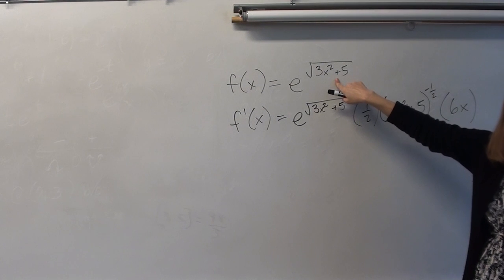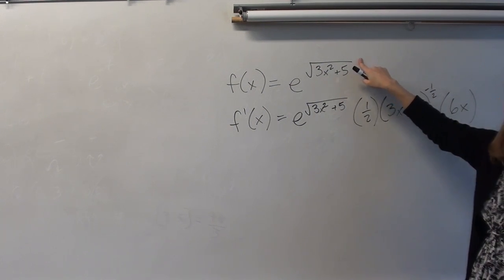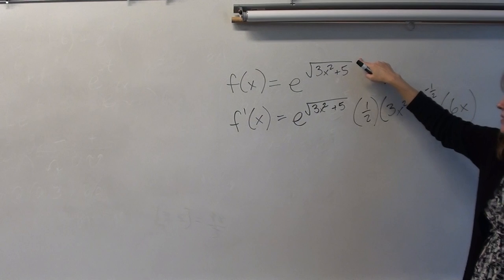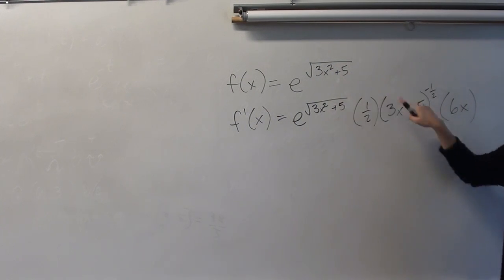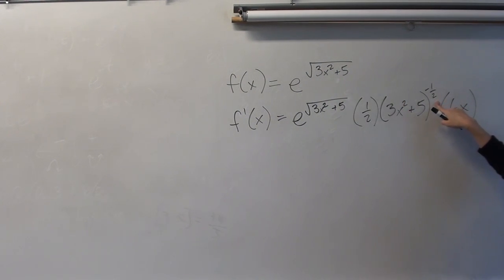This is 3x squared plus 5 to the 1/2 power, right? Yeah. So the derivative is 1/2 times 3x squared plus 5 to the negative 1/2 times the derivative of 3x squared plus 5, which is 6x. Is that okay? Morgan, you look upset. Tell me what's up.